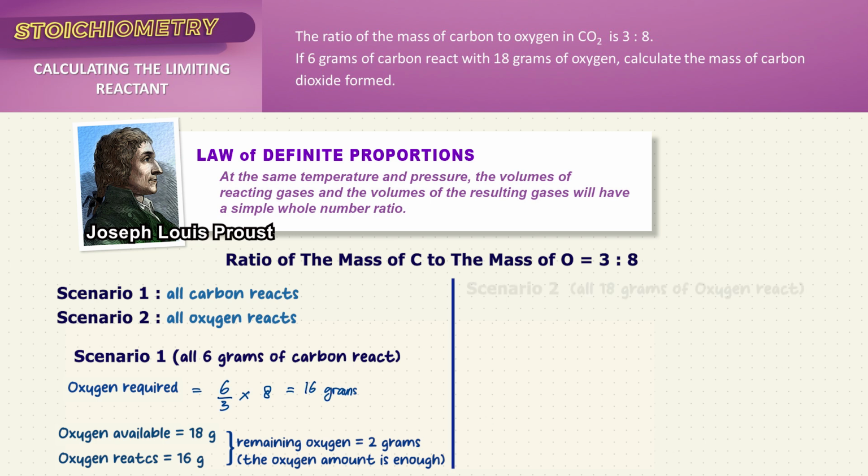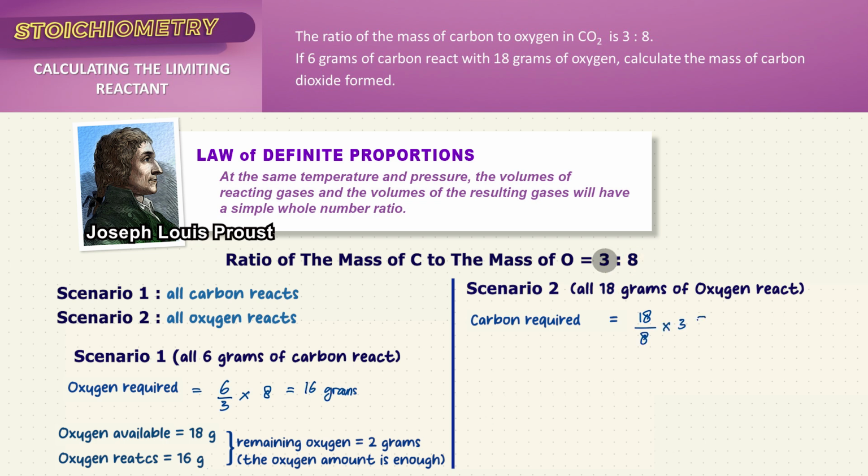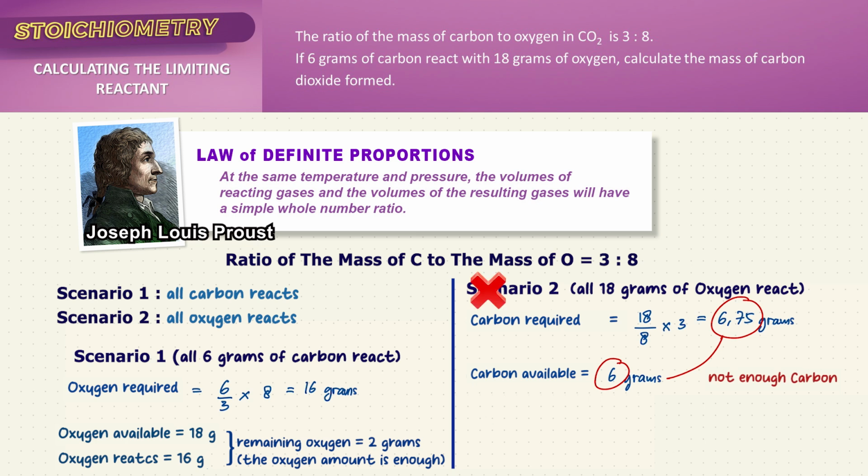Then we will analyze the second scenario, where all the oxygen reacts. If all 18 grams of oxygen react, the required amount of carbon would be calculated as 18 grams divided by 8 multiplied by 3. This gives us 6.75 grams. This is not possible since the available carbon is only 6 grams, which is less than the required amount. Thus, we can conclude that scenario 2 cannot occur, and the only viable scenario is scenario 1.